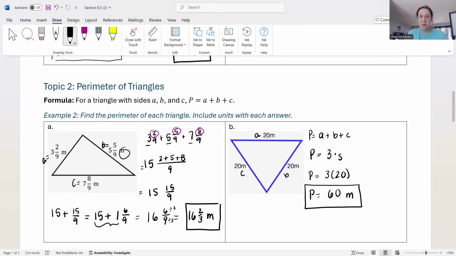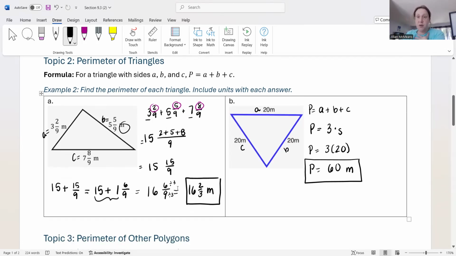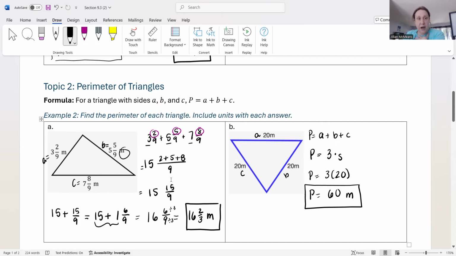Okay, so this was a good reminder of addition with mixed numbers for sure, and then just some really basic. Part B was pretty easy. Okay, so that is perimeter of a triangle. Be on the lookout for decimals, fractions, mixed numbers. I'm going to try to throw some of that stuff at you all just as a reminder of how to do all that stuff from those previous chapters.